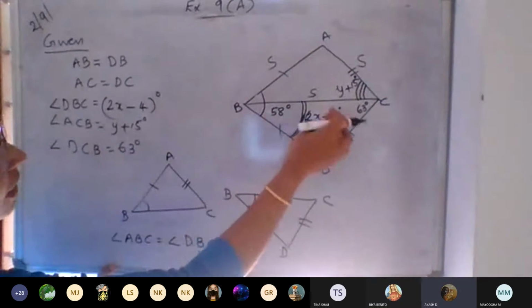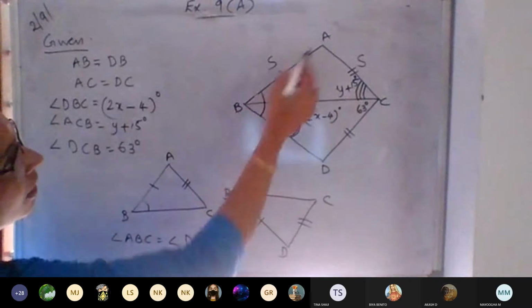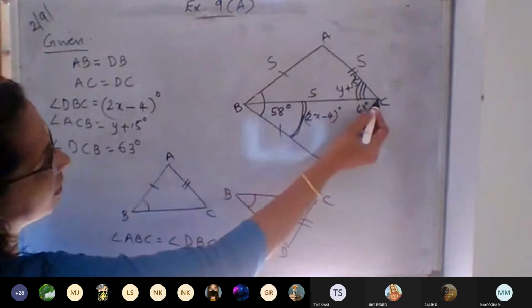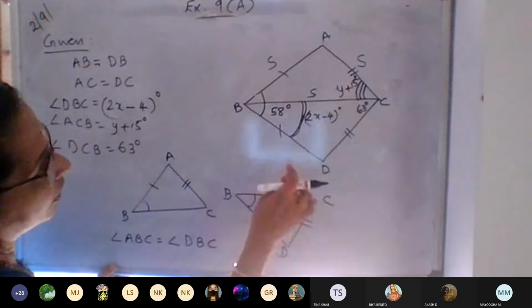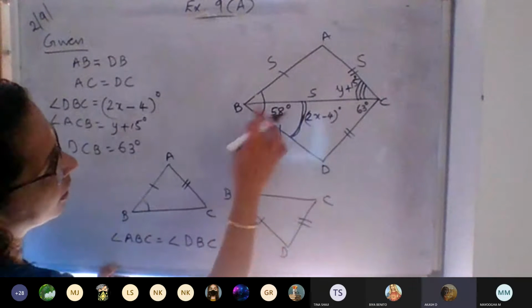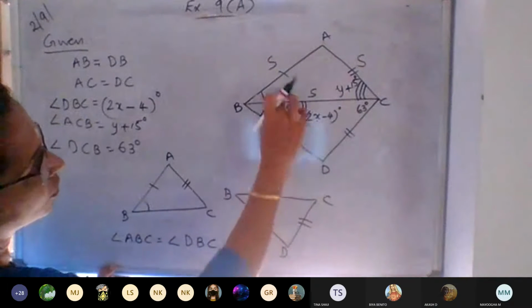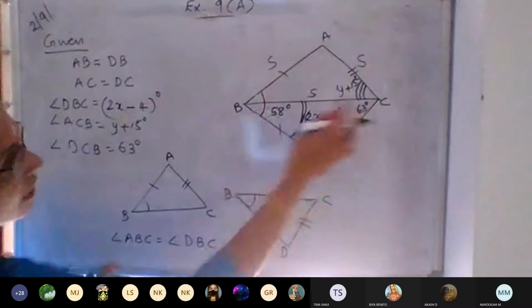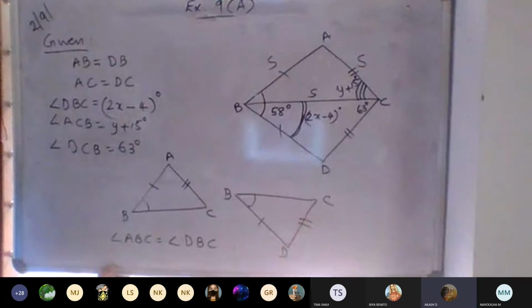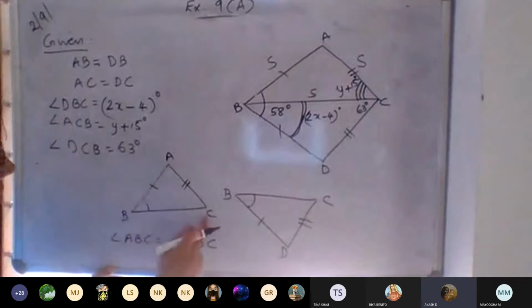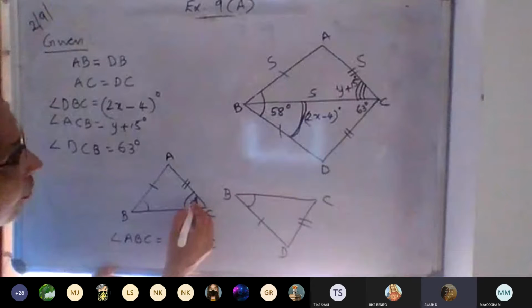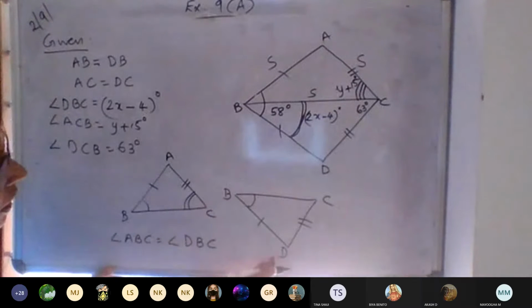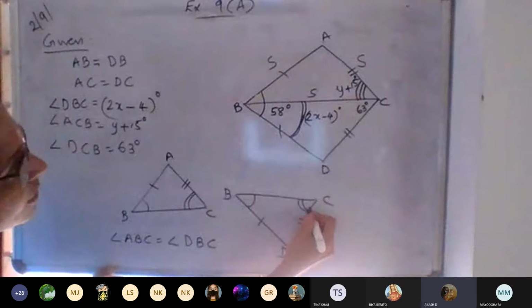Look at this figure. Angle ABC. What is that angle ABC? ABC is equal to angle DBC. So these two, angle ABC is equal to angle DBC. That means angle ACB is equal to angle DCB. Angle ACB is equal to angle DCB. These two angles.